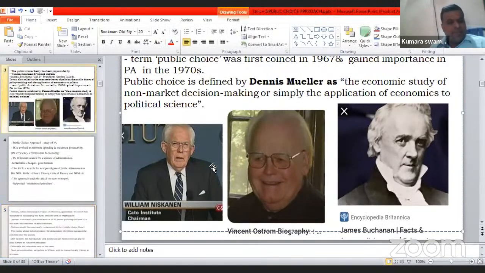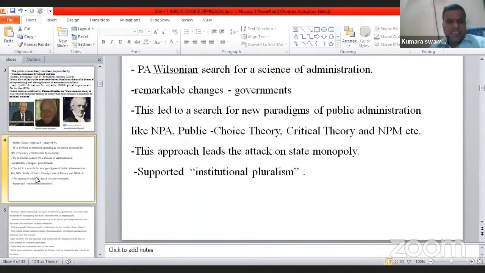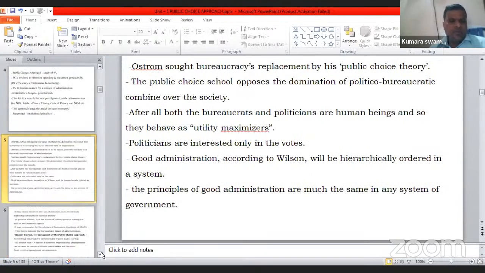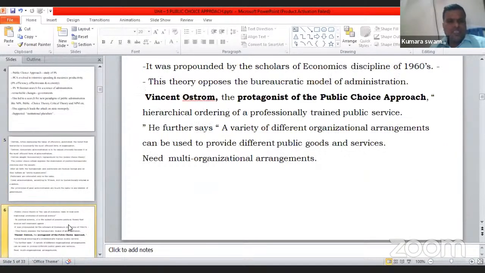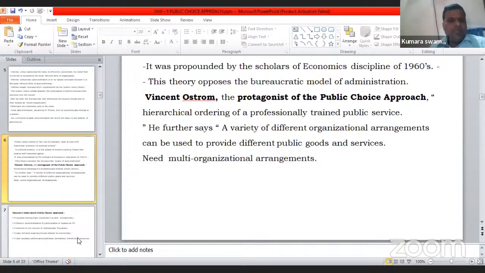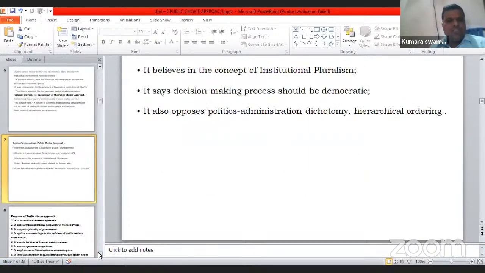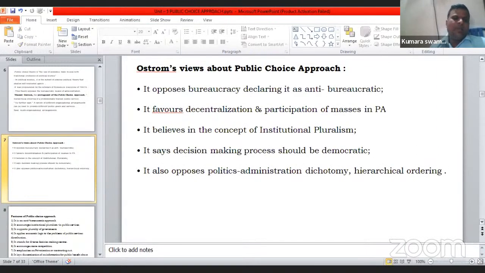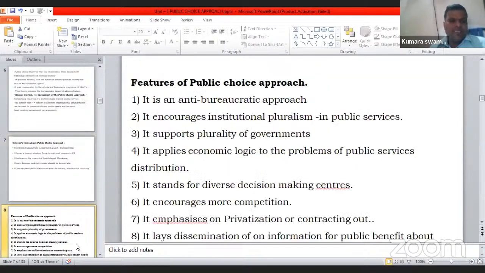We need to write about William Niskanen, Vincent Ostrom and James Buchanan, and their writings and contributions, and we also need to explain them from the examination point of view. They will ask questions like: write a note on public choice theory, what are the contributions of William Niskanen, and what is the opinion of William Niskanen on the public choice approach. These are a few questions that are frequently asked in the examinations, so please keep these questions in mind.